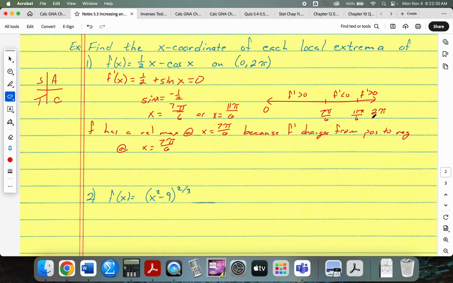And then what happens at 11 pi over 6? A relative minimum. Yeah. F has a relative minimum at x is equal to 11 pi over 6 because f prime changes from negative to positive at x equals 11 pi over 6.